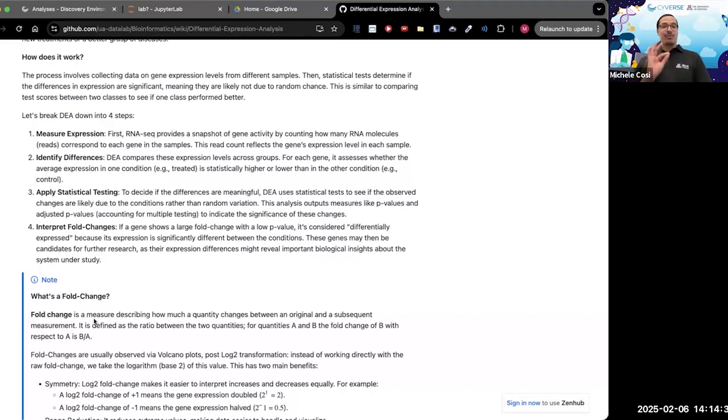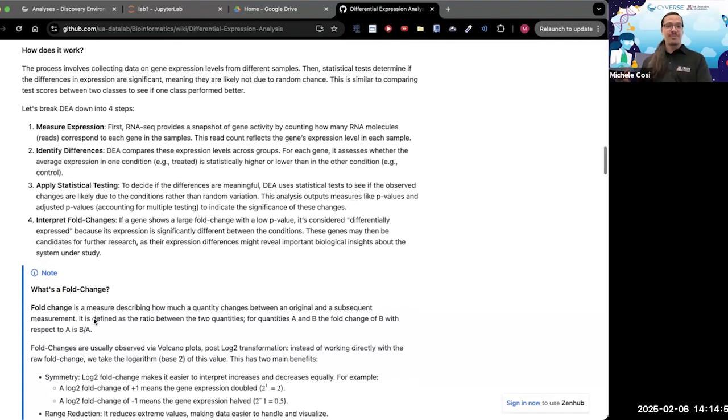So I understand this in words, meaning that if a specific gene has a low p-value, then it is significant. Okay. And how do we observe this fold change? We use something called a volcano plot.